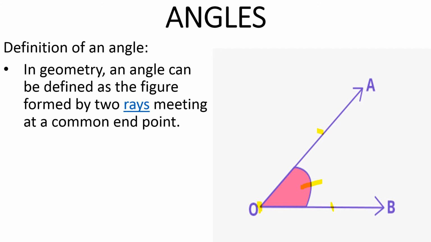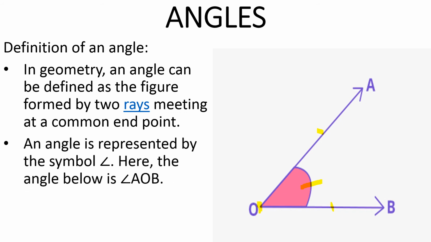Already I told you a ray has one endpoint and goes on without ending in one direction. So what is the place where the angle is formed? The angle is formed at O here. This is called an arm and this is called another arm. So, two rays meeting at a common point.